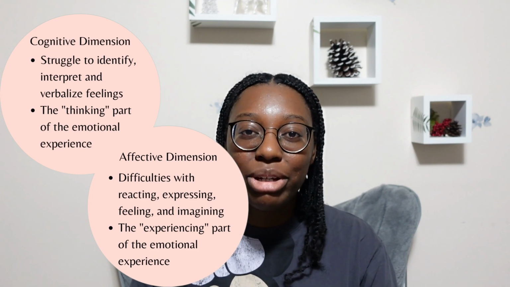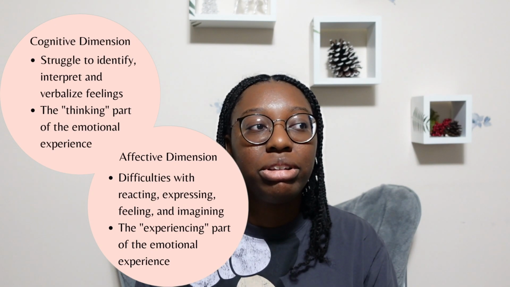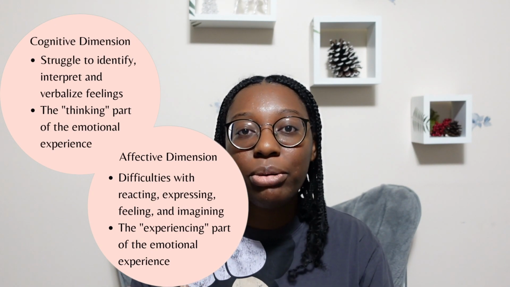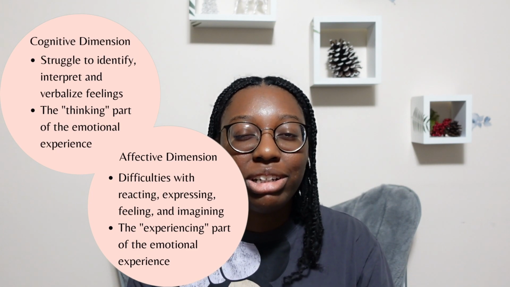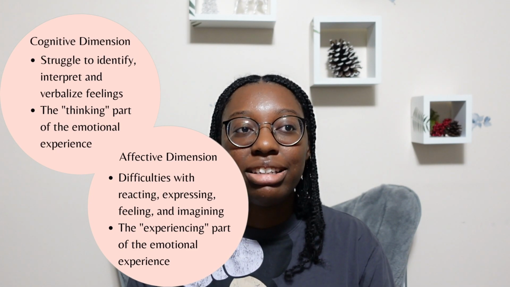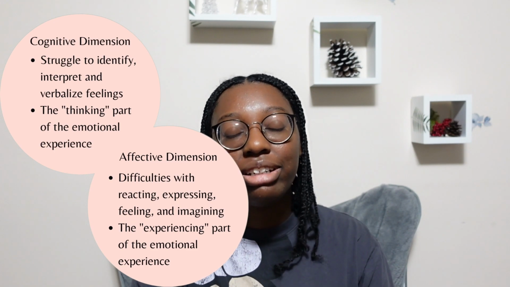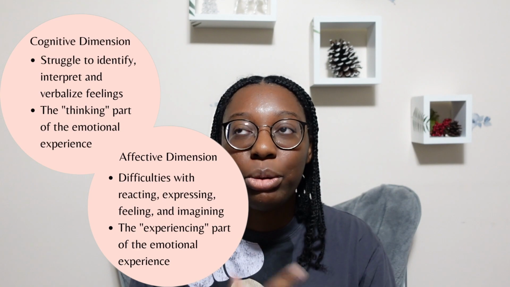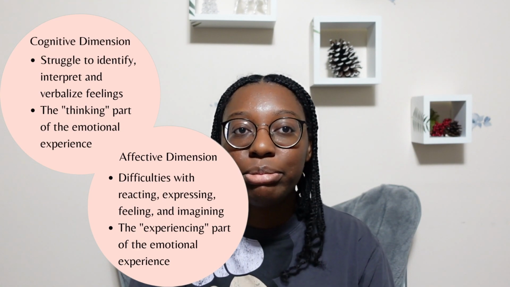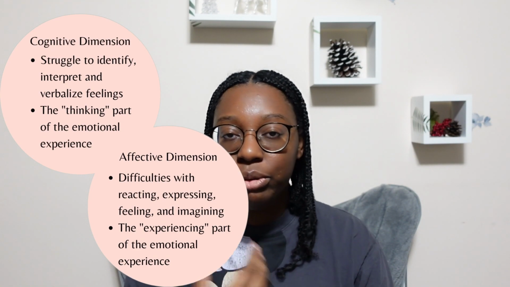So the cognitive dimension is all about the thinking processes that go on while you're trying to identify what emotion it is that you're feeling, whereas the affective dimension deals more with how you use your emotions, how you express them, how you experience them, what you do with them. So yeah, those are the 2 dimensions.